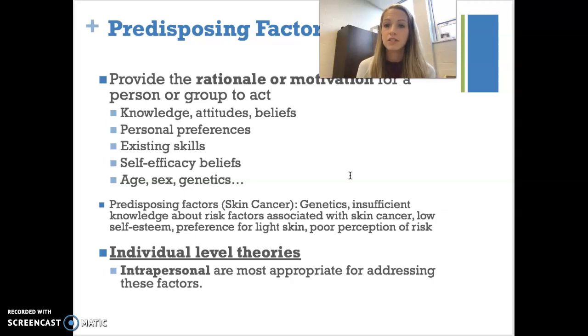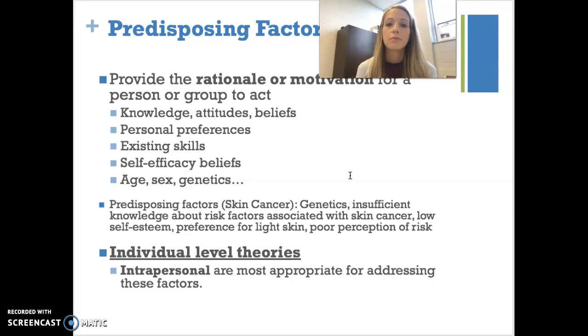They may have a preference for darker skin, so that is one of their personal preferences that is going to expose them to the risk of skin cancer. Or they may not believe that there's a risk there, so they have a poor perception of risk. They think, oh, that'll never happen to me, I'll never get skin cancer, I don't stay out in the sun that much. But those are all predisposing factors that influence that behavior, that put them at risk.